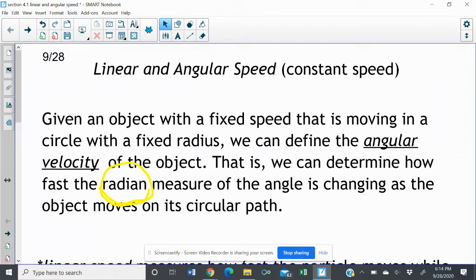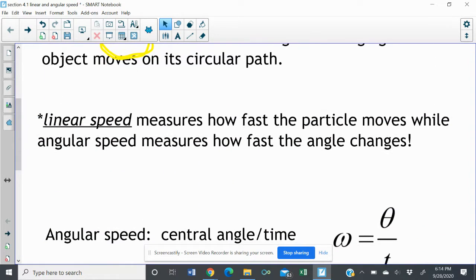All right, so let's take us down here. Linear speed measures how fast the particle moves, while the angular speed measures how fast the angle changes. You guys are very familiar with linear speed. When you go on the highway or you go on Riverland Street, you have 30 miles per hour. That is your linear speed. Angular speed does not incorporate the radius.